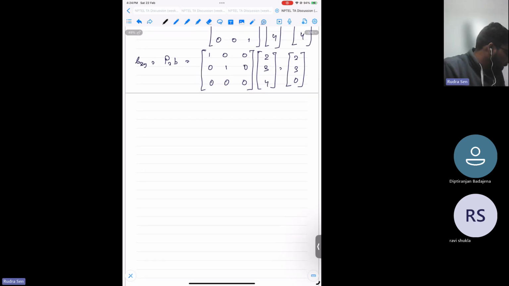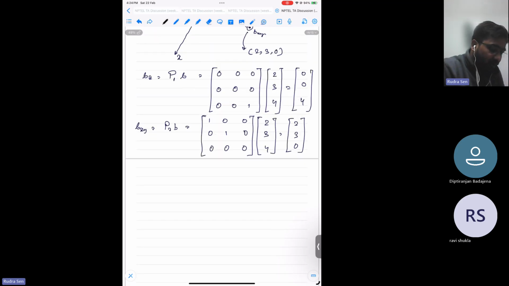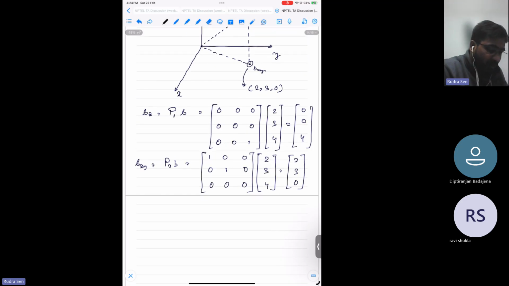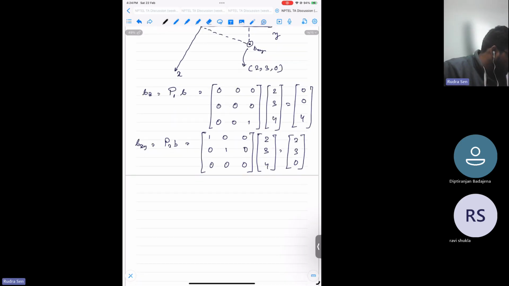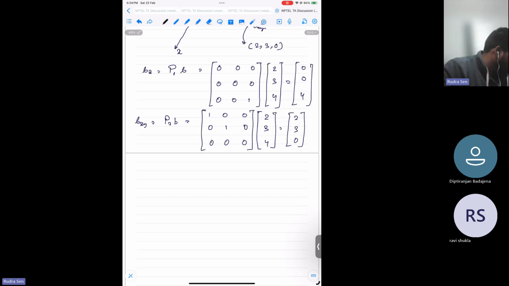The difficulty is that we have to find this P matrix somehow. Here it is very easy, but sometimes it is not that easy to define this projection matrix. So now we have to define the P matrix.